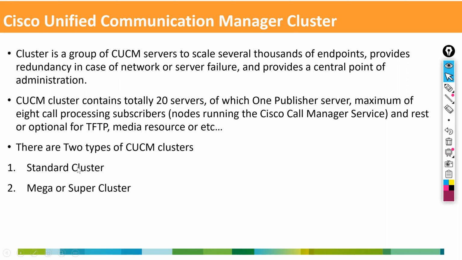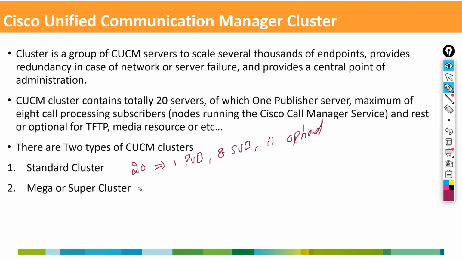What is the difference between this and this? It's very simple, we have already discussed this. In the standard cluster, a maximum of 20 servers we can place. How many? 20. Out of 20, one is the pub, 8 subs, 11 optional, right? This is how we have it. I'm not explaining again what pub, sub and everything are.